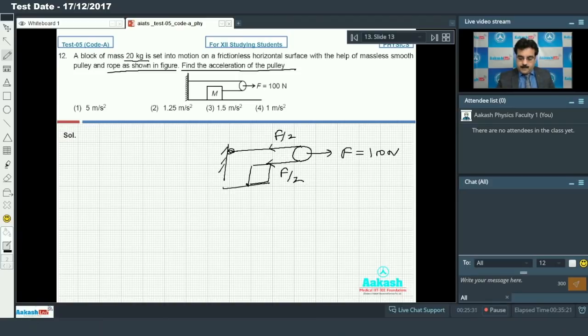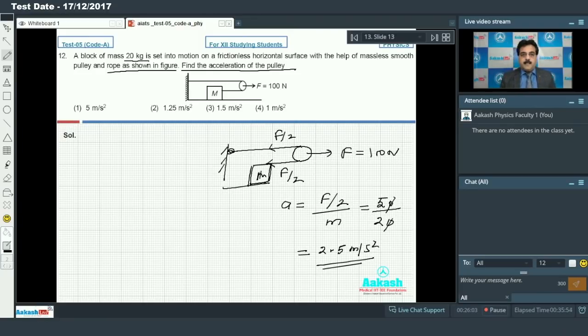So for the acceleration of this block, we'll write net force F by 2 upon mass. So F by 2 means force will be 50 Newton and mass is 20 kg. So we'll see the value of acceleration is 2.5 meter per second square, and this is the acceleration of this mass or block.